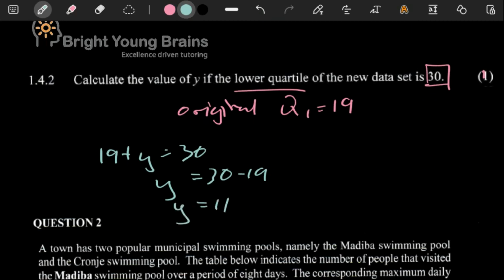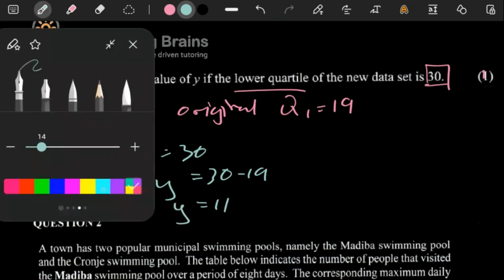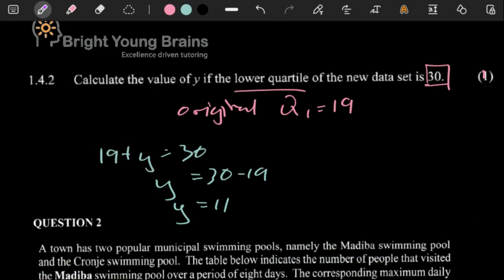So this paper, you can see, just has questions that are a bit strange, but they're not weird or anything. They're just different, you see. So that's what we want to keep in mind with this kind of question. That's just question 1. Let's move on to question 2.